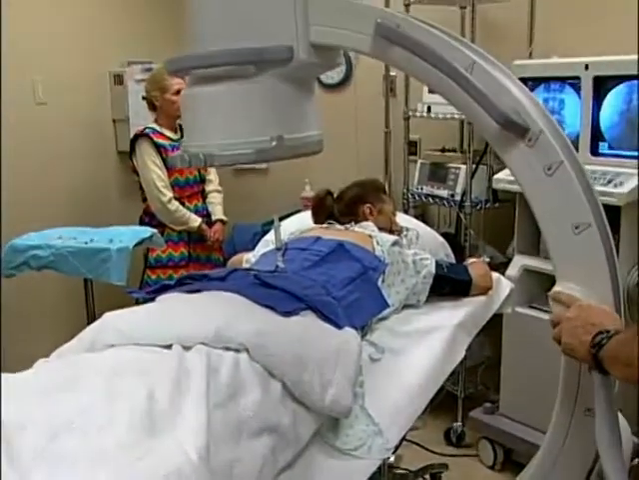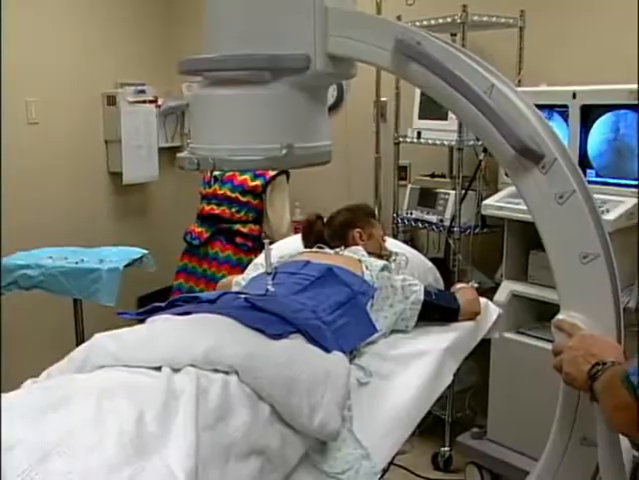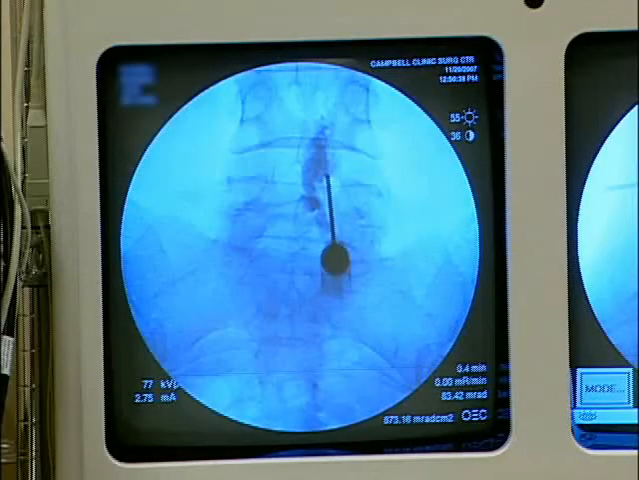Reposition the C-arm in the antero-posterior projection. Obtain a second spot X-ray to document the characteristic epidural flow pattern.